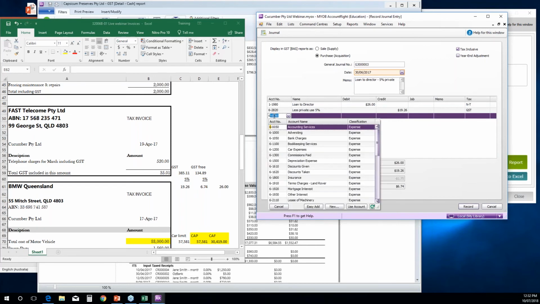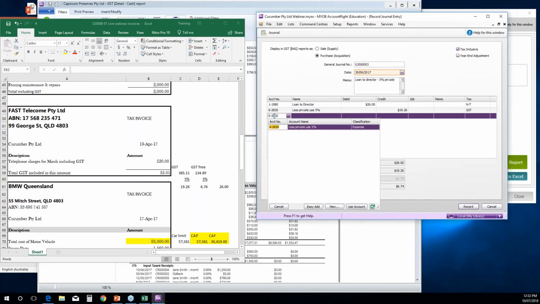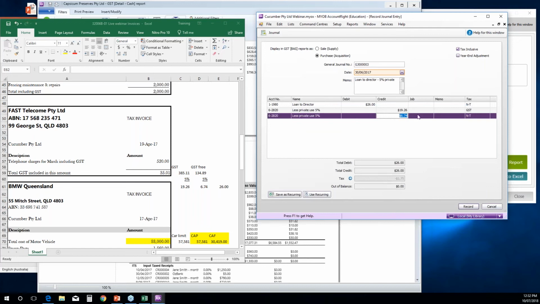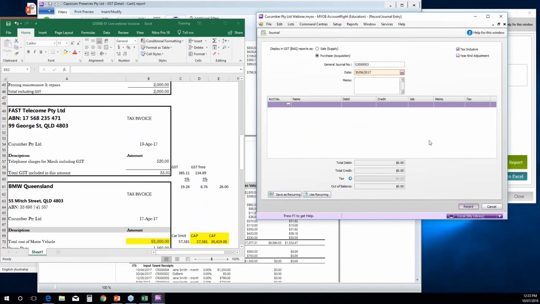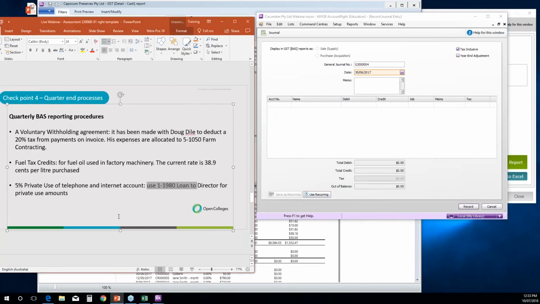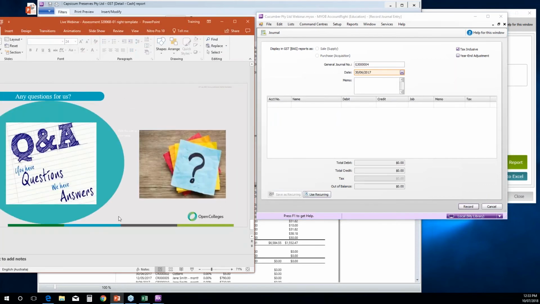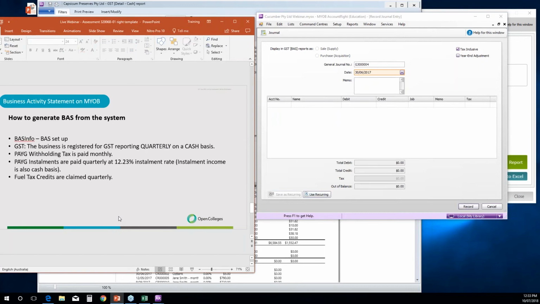Now, same account, 28.20, and the rest, which is 6.74 GST-free component. You will still have to report it, GST-free component, and record. Hopefully this is okay. So I have done quarter and process as well. Right? Next one, sorry, I'm going a little bit fast.